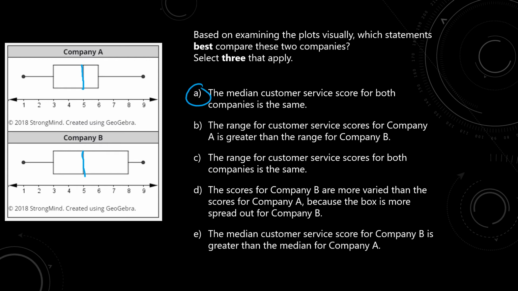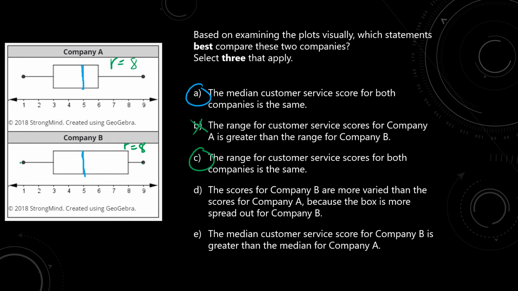B says that the range for the customer service for company A is greater than the range for company B. Well, remember, to find our range, we need to do some subtraction with our dots. So this dot minus this dot. So range for company A, 9 minus 1 is going to give me 8. Range for company B, 9 minus 1 again is also 8. So this isn't true because the range for both are the same, right? Our range for both are the same.